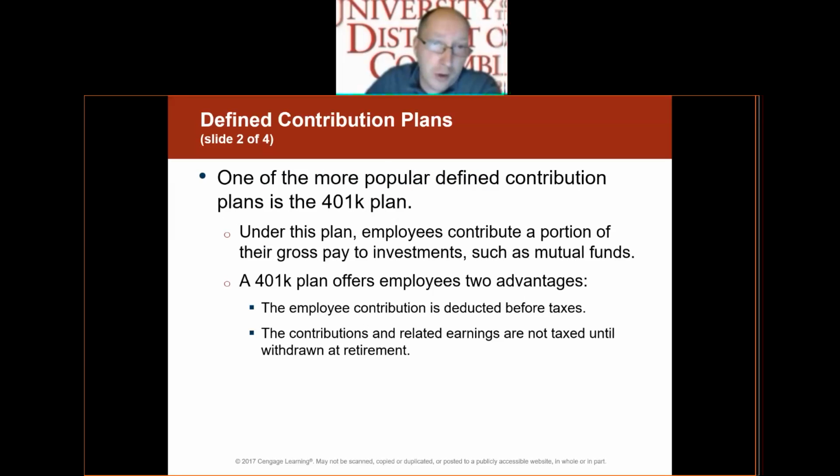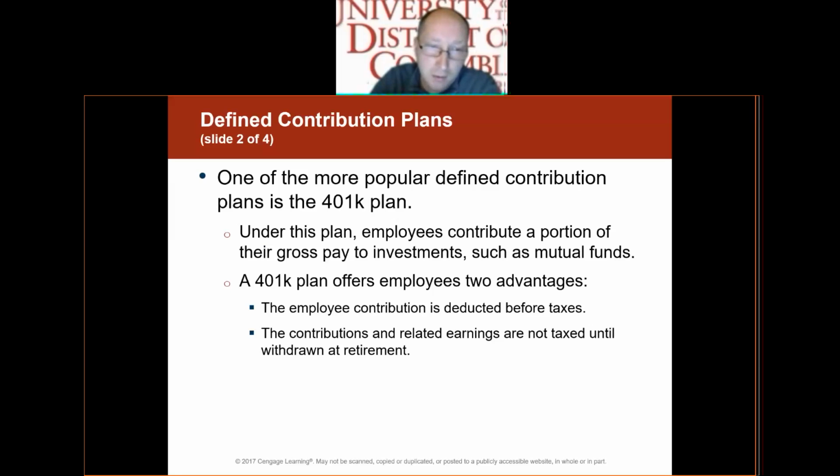The most popular one is called a 401k. In this plan, employees contribute a portion of their gross pay to investments, like mutual funds. That's usually what's in a 401k. A 401k consists of stocks, bonds, and other investments, right? Typically, a mix of all these different types of investments together, we call that a mutual fund, which are really good, by the way. Most are really good. There's some that aren't as great. A mutual fund is invested in the stock market. They earn a percentage return over time.